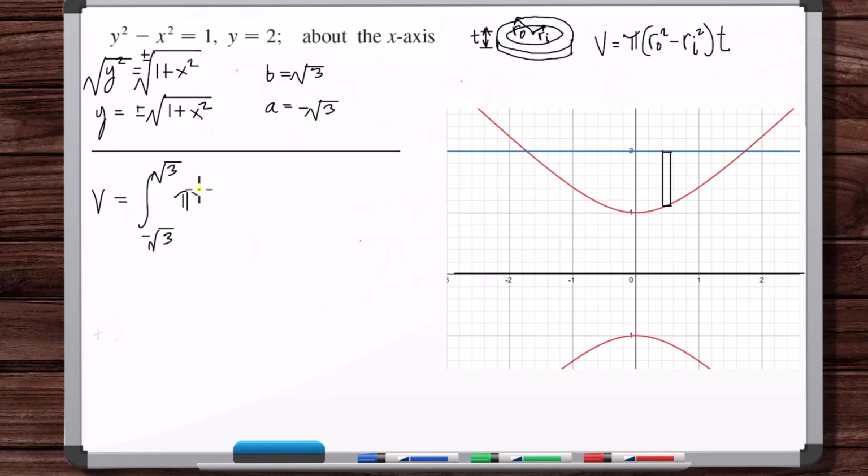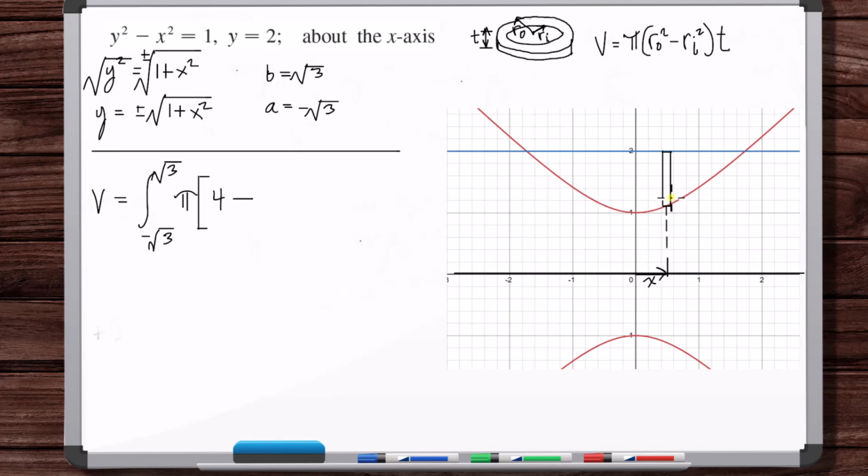Okay. Pi times R outer squared is what? So we're going from x equal to here to x equal to here. In general, we're at this x value here. What is R outer? It's just 2. Right? Think about revolving this and how you get a washer. What's the outer radius of that washer? It's 2. So 2 squared is what? 4.